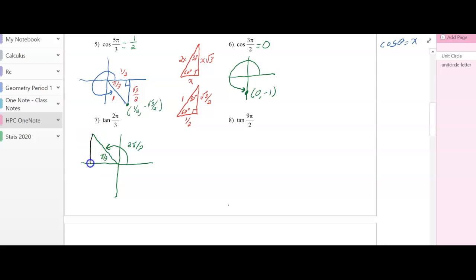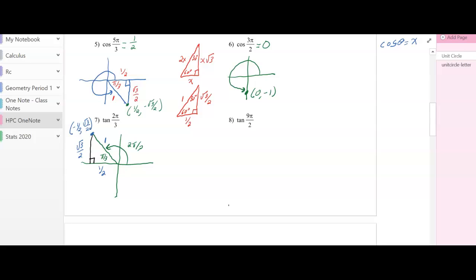I again drop the altitude. I label the triangle, hypotenuse 1. π/3 is the 60 degrees, so the horizontal is 1/2, and that's √3/2. So the ordered pair is -1/2, √3/2, and I showed you that unit circle.